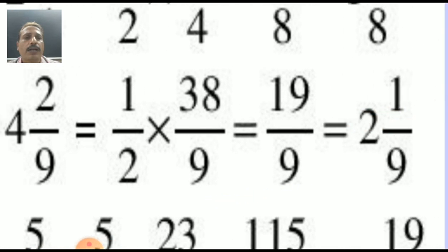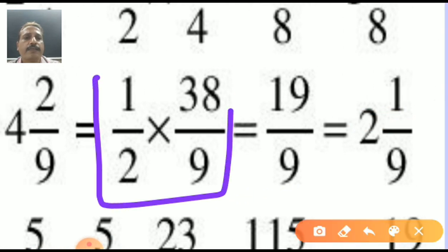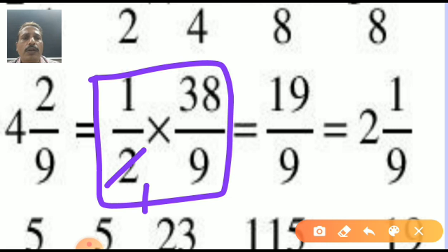Here you will check this box. 4 numbers are there: 1, 2, 38, 9. These are in multiplication and division form. 2 ones are 2 and 19 twos are 38. Now what is there on the numerator side? 1 into 19, that means 19, and 1 into 9, that means 9.